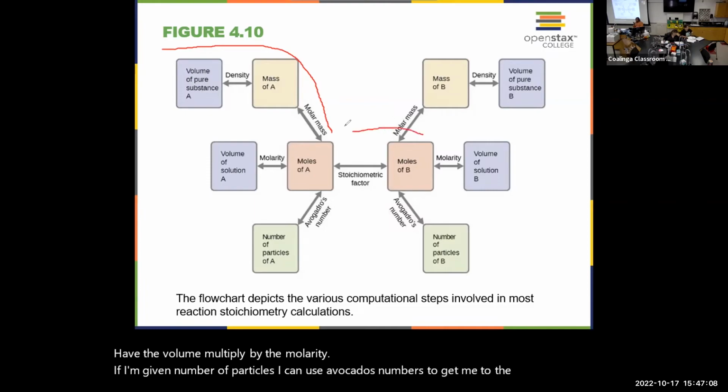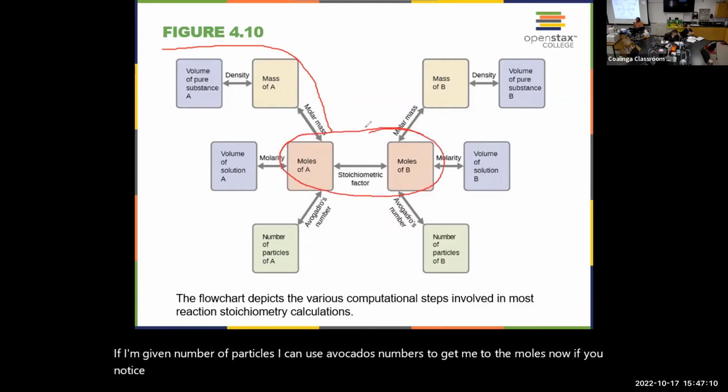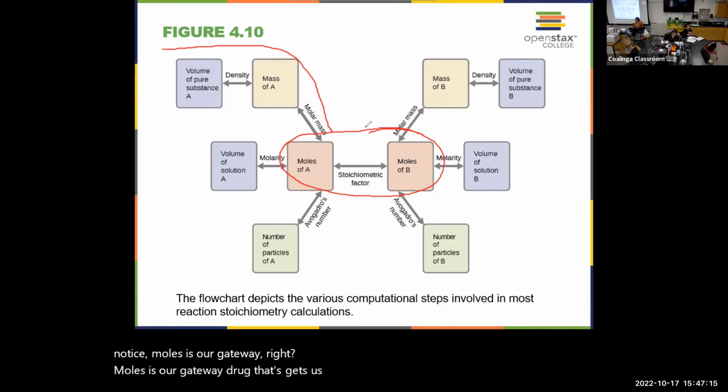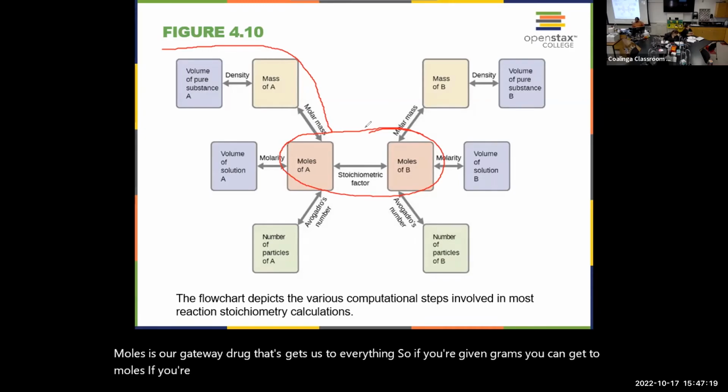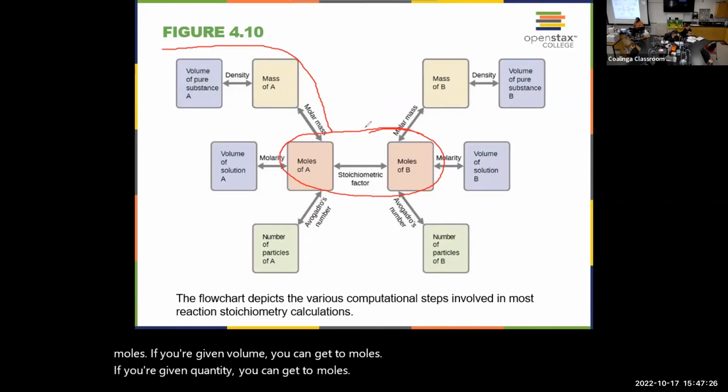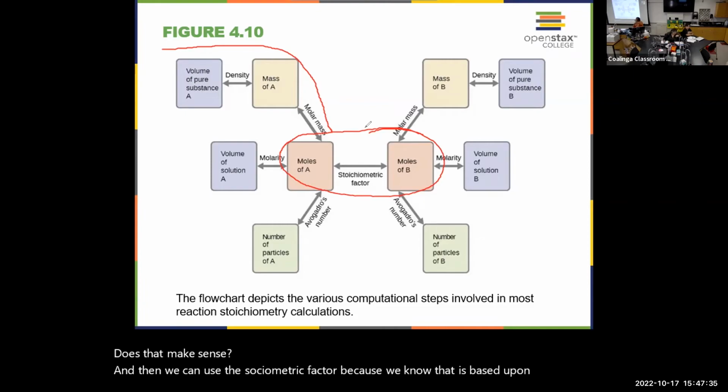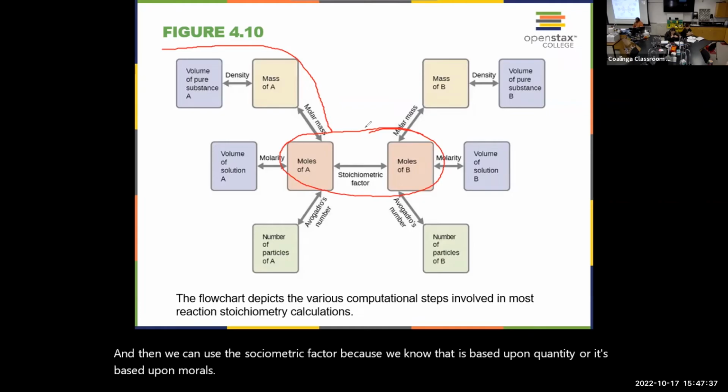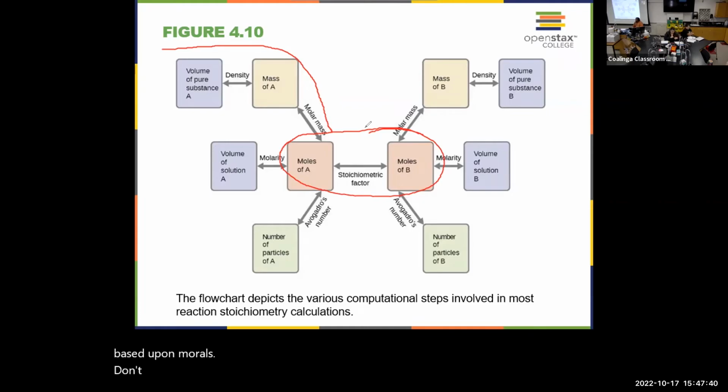Now, if you notice, moles is our gateway. Moles is our gateway drug that gets us to everything. So if you're given grams, you can get to moles. If you're given volume, you can get to moles. If you're given quantity, you can get to moles. Does that make sense? And then we can use the stoichiometric factor because we know that it is based upon moles.